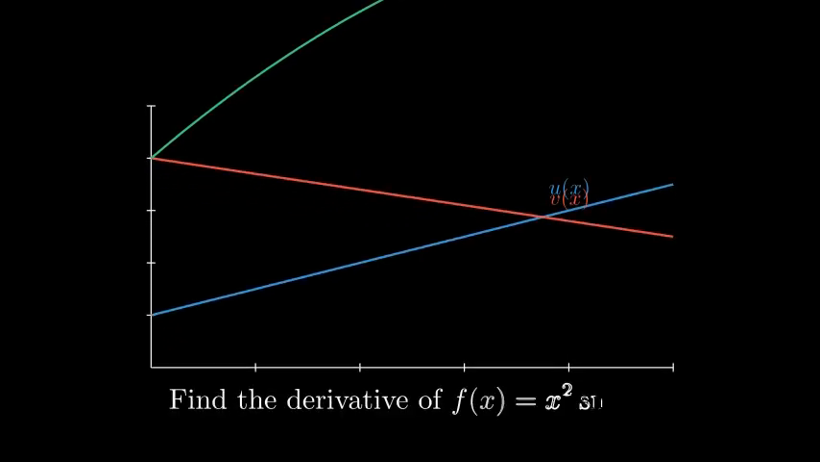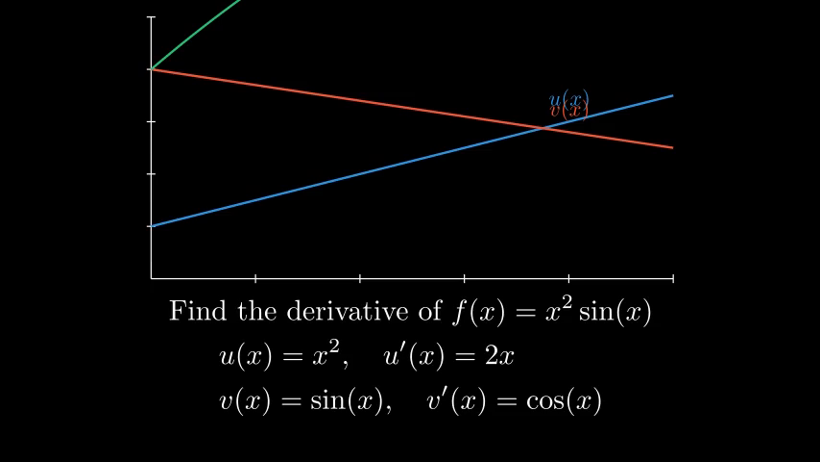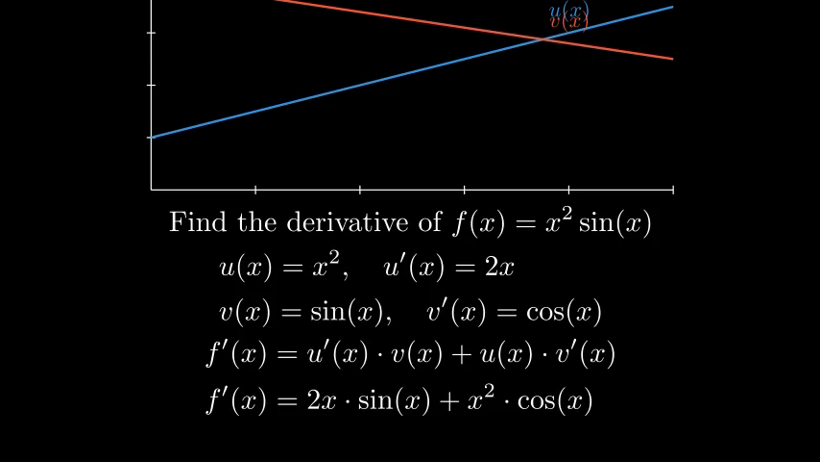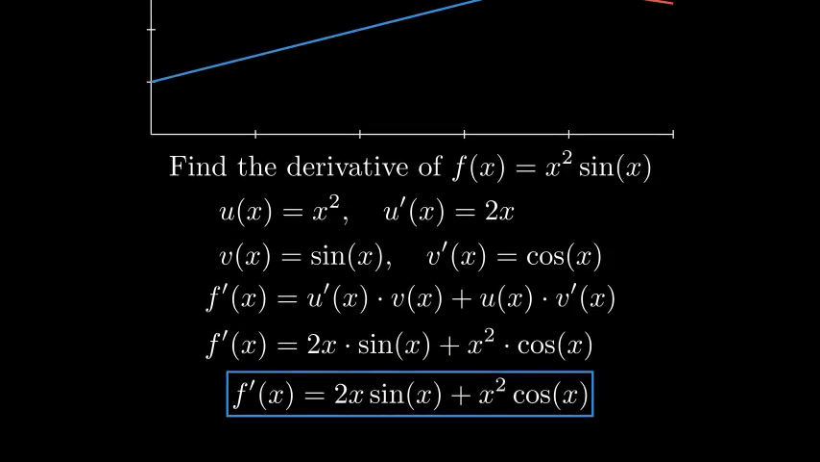Example 1. Find the derivative of f of x equals x squared times sine of x. First, let's identify our parts. U of x is x squared, so u prime of x is 2x. V of x is sine of x, so v prime of x is cosine of x. Now let's apply the product rule. F prime of x equals u prime times v plus u times v prime. F prime of x equals 2x times sine of x plus x squared times cosine of x. So our final answer is f prime of x equals 2x sine of x plus x squared cosine of x.